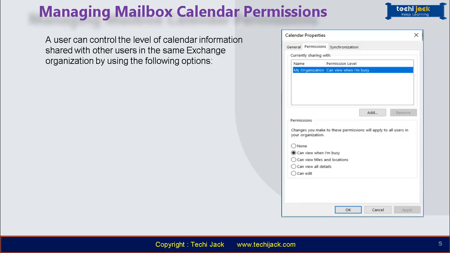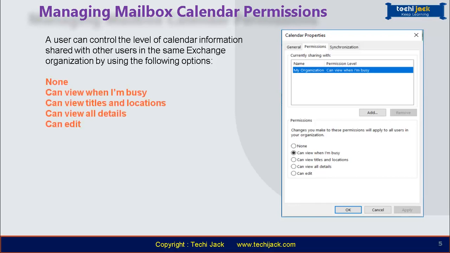The following options allow users to control access to their calendar information. If you select the option None, no details from your calendar will be shared. If you select the option Can view when I am busy, which is the default setting, users from your organization can view the booked time slots in your calendar. However, they will not be able to access any details about these time slots.